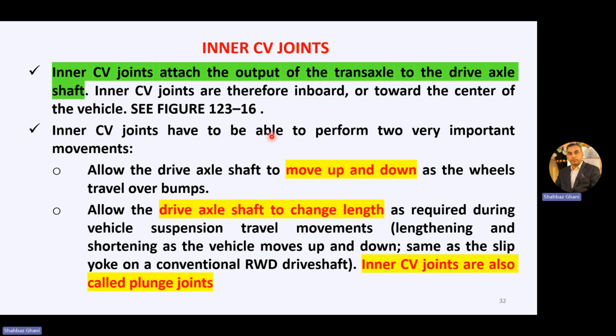Inner CV joints have to be able to perform two very important movements. Allow the drive axle shaft to move up and down as the wheels travel over bumps. So the first function is to allow the drive axle shaft to move up and down as the wheels travel over bumps.